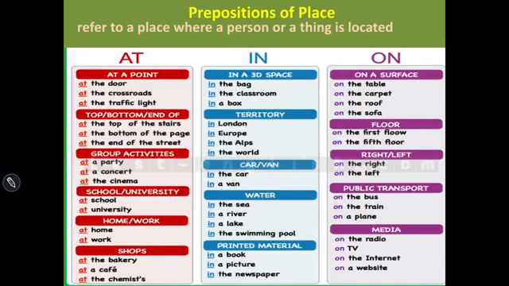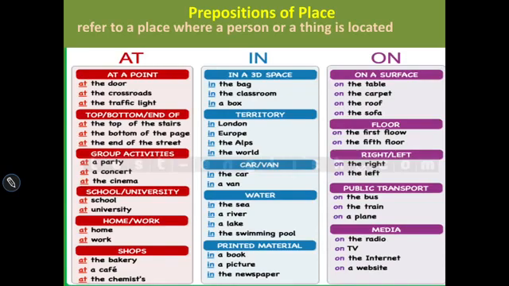Also in a box. Territories, as in London, in Europe, in the Alps, or in the world. Car or van: in the car, in a van. Water bodies, like in the sea, in a river, in a lake, or in the swimming pool. To tell about printed materials, like in a book, in a picture, or in the newspaper. Next is on. How is it used? It's used to tell about a thing on a surface, where a particular thing is: on the table, on the carpet, on the roof, or on the sofa.